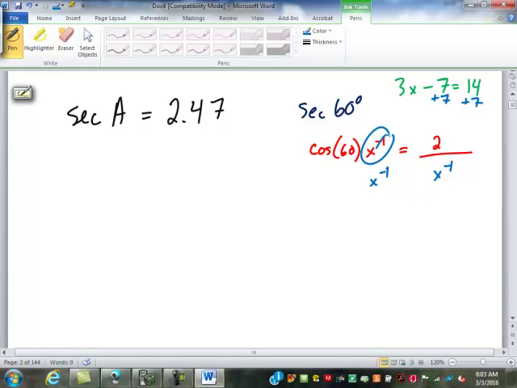So I'd take the reciprocal, and then I would do the inverse cosine. So over here, what I'm going to do is I'm going to enter 2.47.